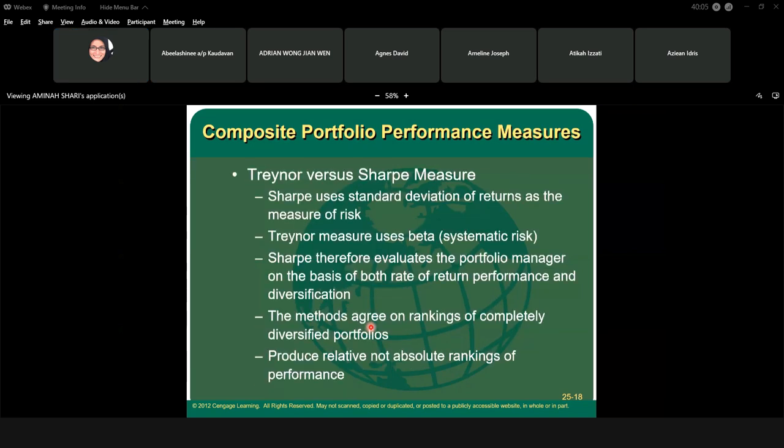Tadi you tengok perbezaan antara trainer dengan Sharpe lah, produce relative not absolute ranking of performance. Okay, dia semua relative lah, performance relative.